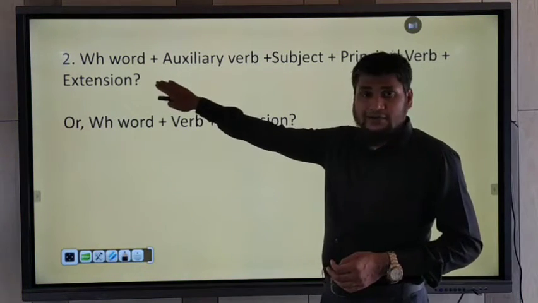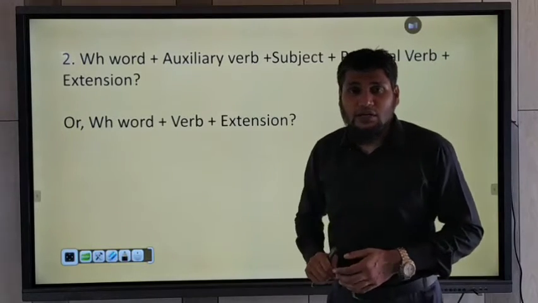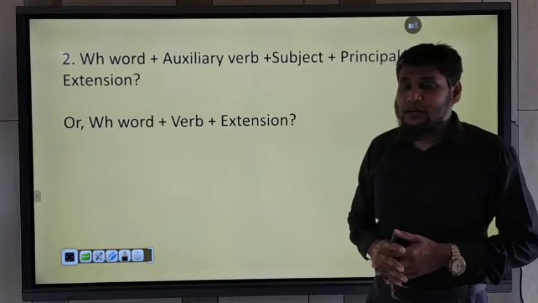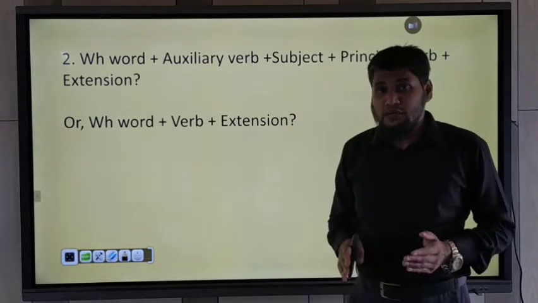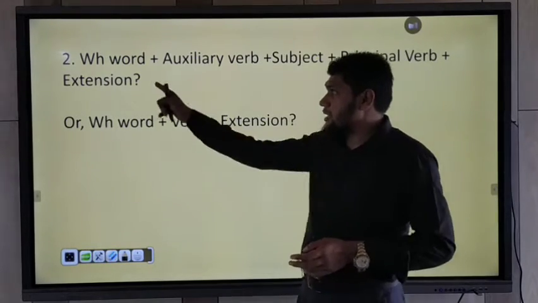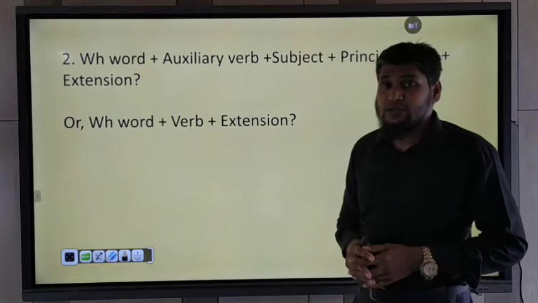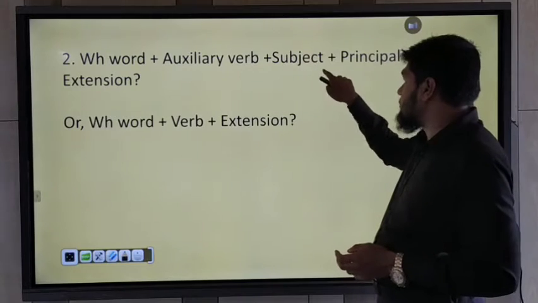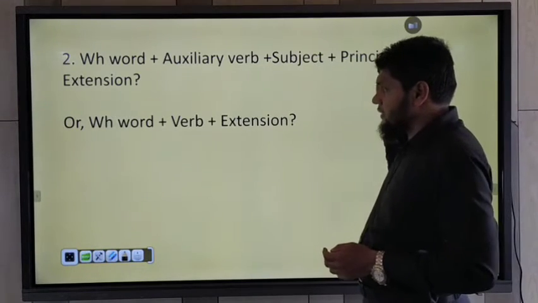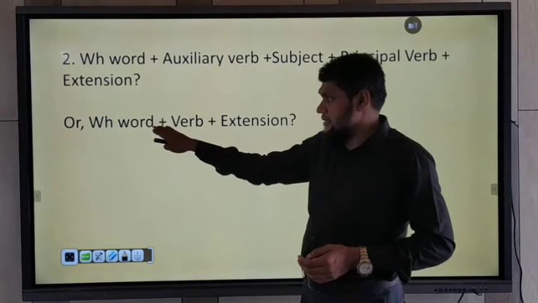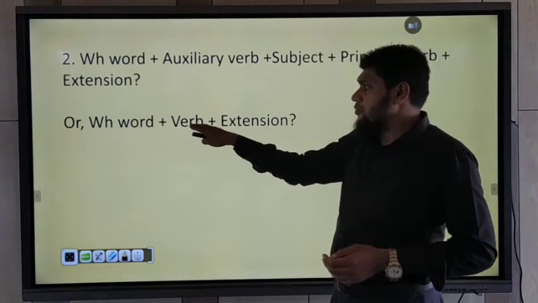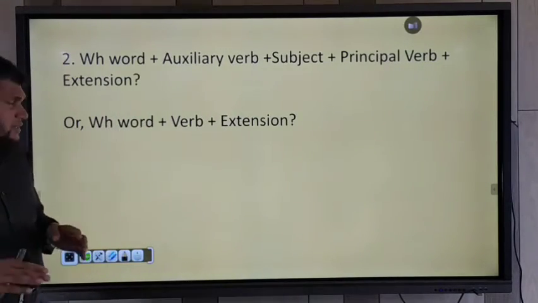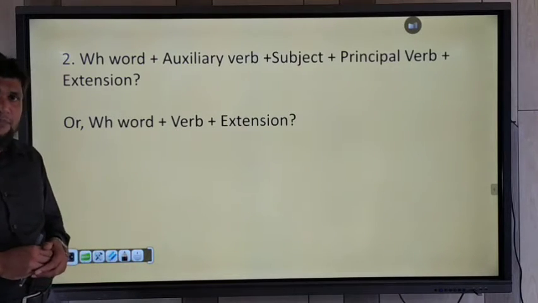Structure 2: the interrogative sentence starts with a WH word. What are the WH words? Who, what, when, where. These are called WH words or interrogative pronouns. At first, the WH word should be used in the second structure. Then you should use the auxiliary verb, then the subject, principal verb, or extension, or you may use the structure WH word, verb, extension. If the WH word refers to the subject, the subject should not be used here.